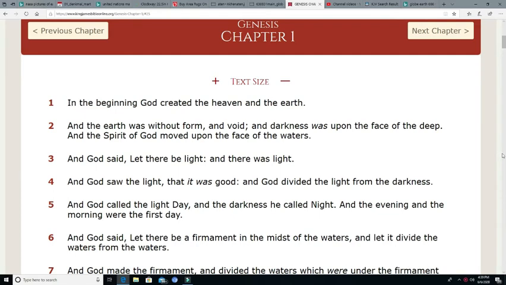So let's read about the firmament when it began in creation. We're going to start first with Genesis 1:1. In the beginning, God created the heaven and the earth. So in the beginning, there's no time frame for that. It's not like 1,000 years. It's way back in ancient times. God created the heaven and the earth.